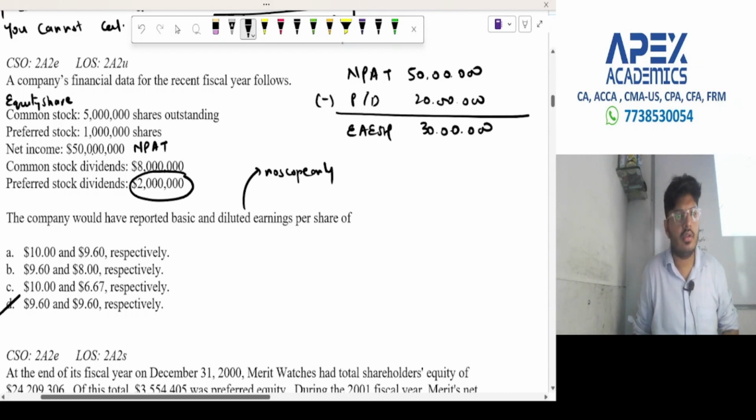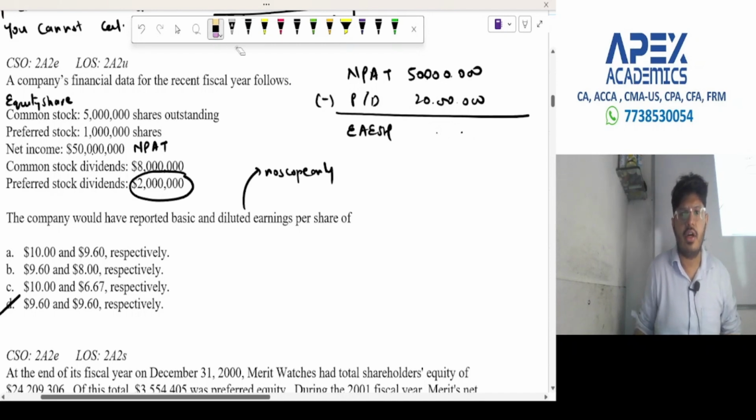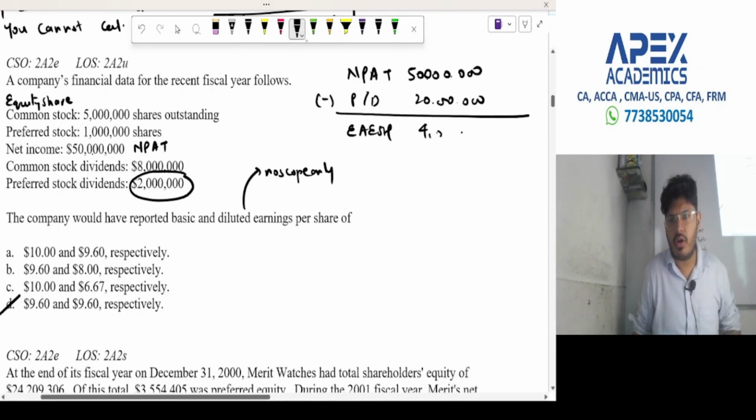Sir, 5 crore 30 lakhs. It is 5 crores? Yeah. Oh yes, it is 5 crores. My mistake. So how much will this be? 4 crores and 80 lakhs. This will be 4 crores and 80 lakhs.